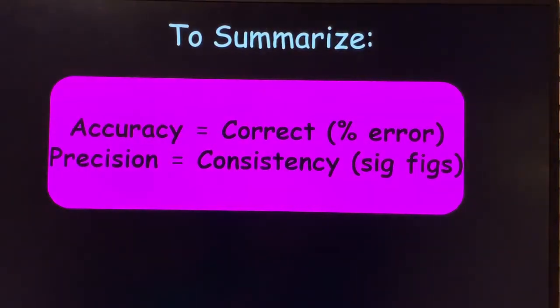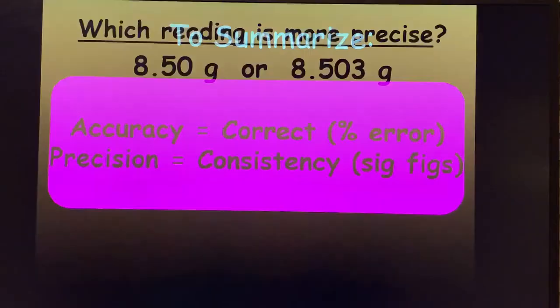So to summarize, accuracy equals the correct answer, dealt with using percent error, and precision is consistency, dealt with using significant figures. So we're going to actually be talking about both of these, but mainly precision, okay? And that's the title of this. Notes are significant figures, okay?